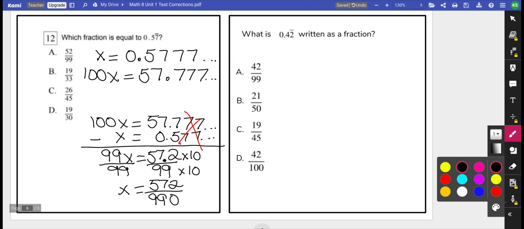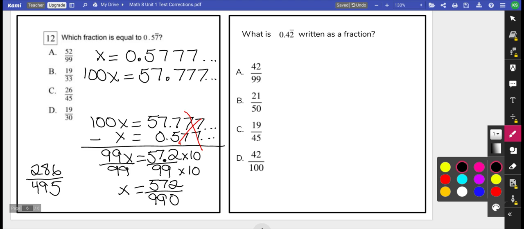So I need to simplify this fraction. They're both even, so I could start by dividing by 2. If I divide 572 by 2, 2 goes into 5 twice, 2 goes into 17, 8, and 2 goes into 12, 6. Over, 2 goes into 9, 4, 2 goes into 19, 9, 2 goes into 10, 5. That's still not one of them, okay?